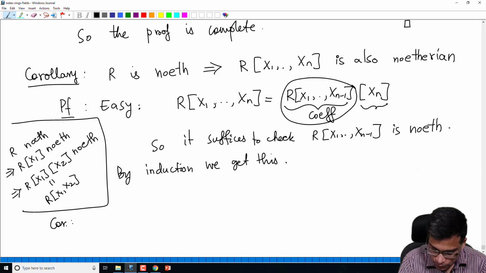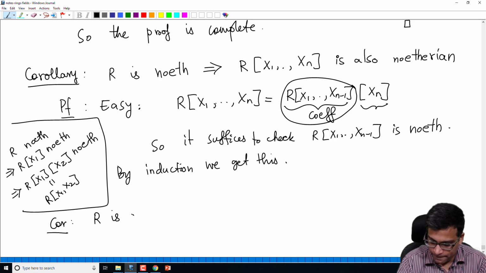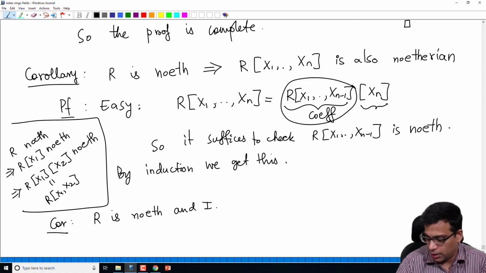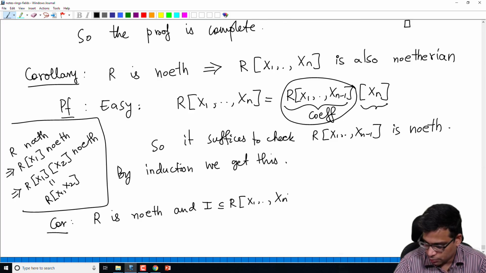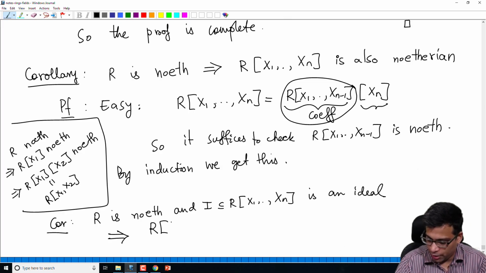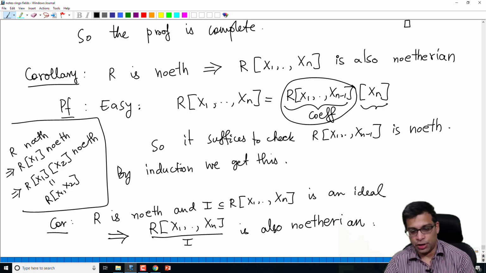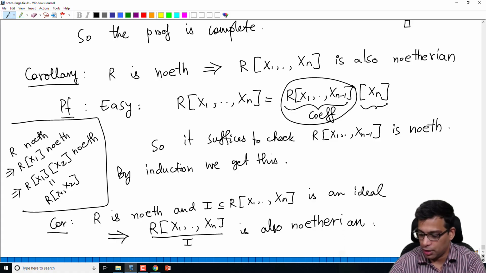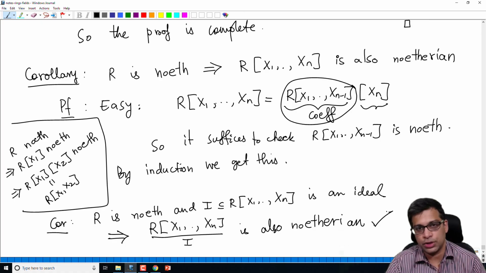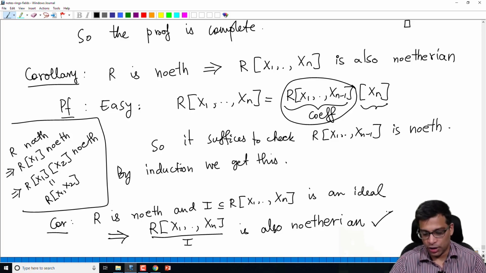And finally, I will end the video with this corollary. If R is Noetherian and I in the polynomial ring R[x1,...,xn] is an ideal, this implies the quotient ring R[x1,...,xn] modulo I is also Noetherian. This is because R is Noetherian. By the previous corollary, the polynomial ring is Noetherian, and by a proposition that we did in the previous video, any Noetherian ring modulo an ideal is also Noetherian. So this is an important statement. In most of the course, we will only deal with polynomial rings and their quotients among other rings, but this is an important class of rings for us, and these are all Noetherian because of the Hilbert basis theorem.